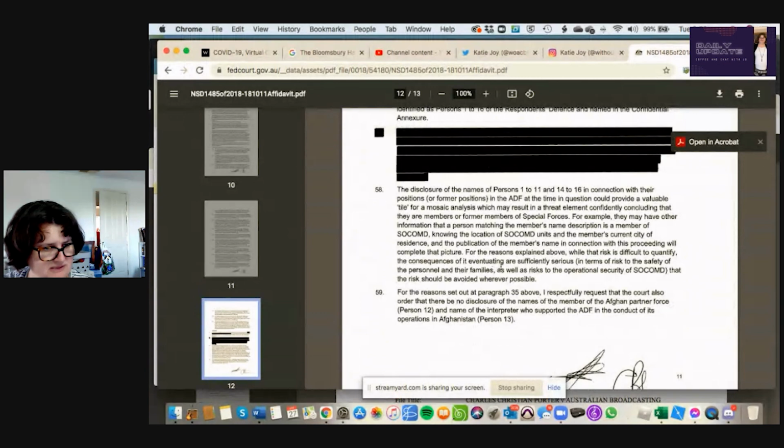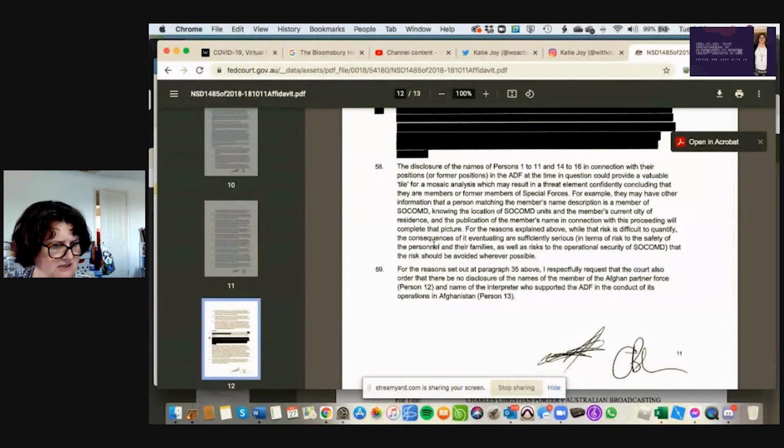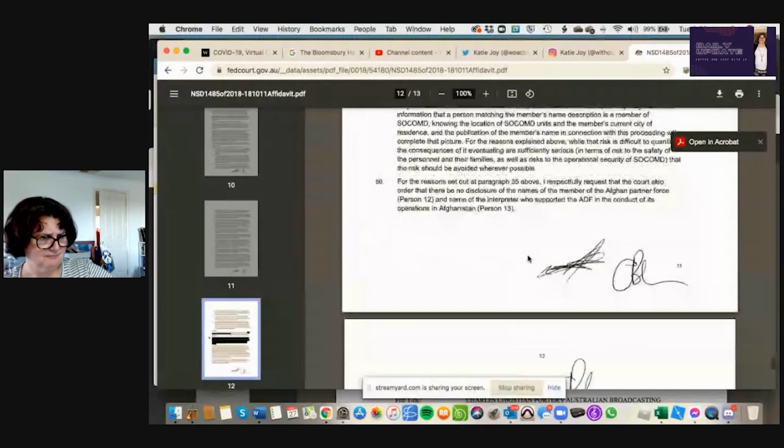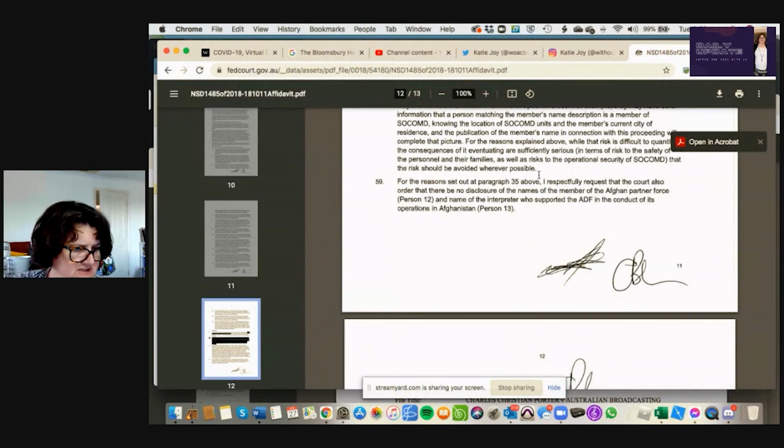For reasons explained above, while the risk is difficult to quantify, the consequences of it eventuating are significantly serious in terms of risk to the safety of personnel and their families, as well as the risks to operational security of SOCOMD, that the risks should be avoided. For the reasons set out in paragraph 35 above, I respectfully request that the court also order that there be no disclosures of names of the member of the Afghan partner force, person 12, and the interpreter who supported the ADF conduct of its role in Afghanistan, person 13.